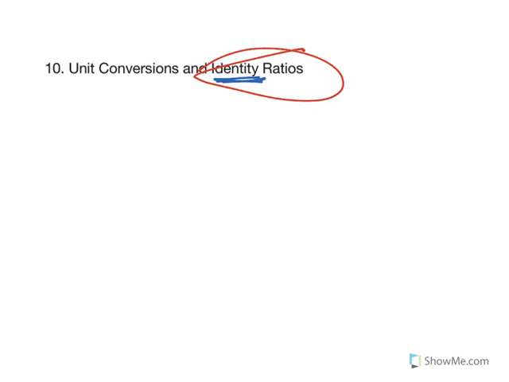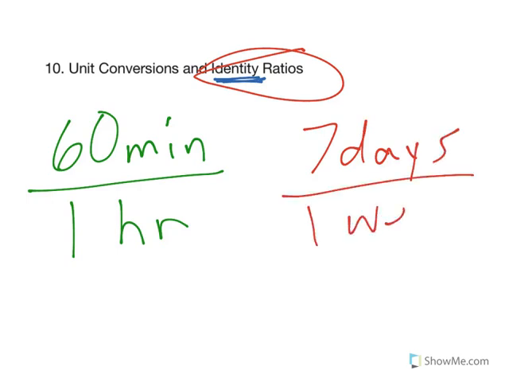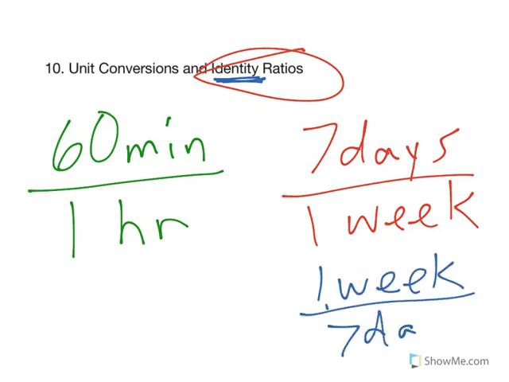So one identity ratio would be 60 minutes is 1 hour. Those are the same thing. 60 minutes is the same as 1 hour, so this would be considered an identity ratio. We could talk about 7 days is 1 week. Now, using that same one, we could also say 1 week is 7 days. Notice how right here we use two different identity ratios using the same information. So we can flip the fraction depending on how we need it. We will use identity ratios like this to do our unit conversions.